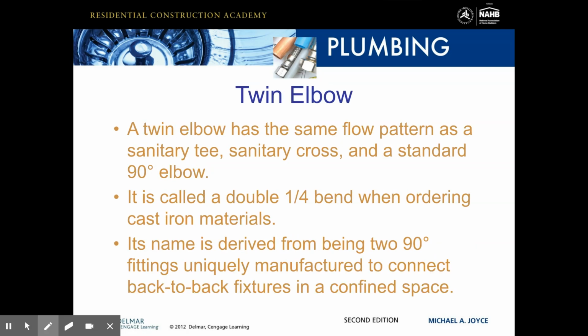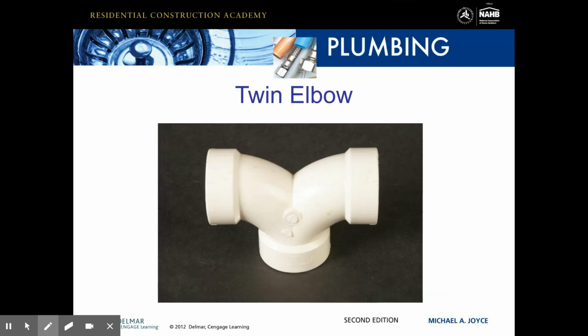A twin elbow has the same flow pattern as a sanitary T, a sanitary cross, and a standard 90-degree elbow. It is called a double quarter bend when ordering cast iron materials. Its name is derived from being two 90-degree fittings uniquely manufactured to connect back-to-back fixtures in a confined space. And you can see the twin elbow looks exactly like they say. It looks like two 90-degree elbows placed together.